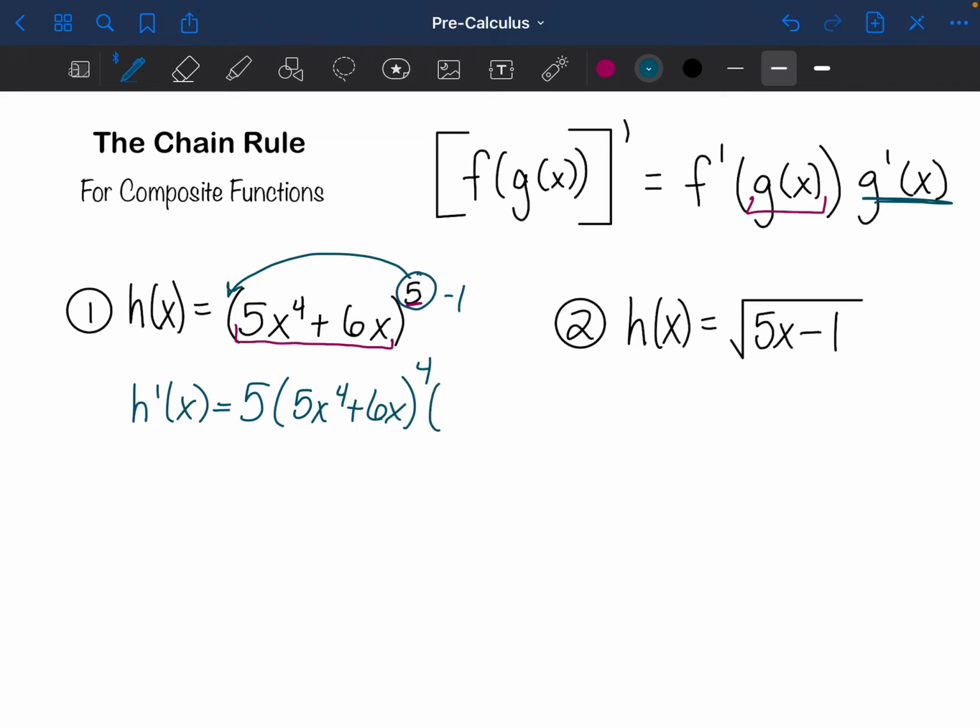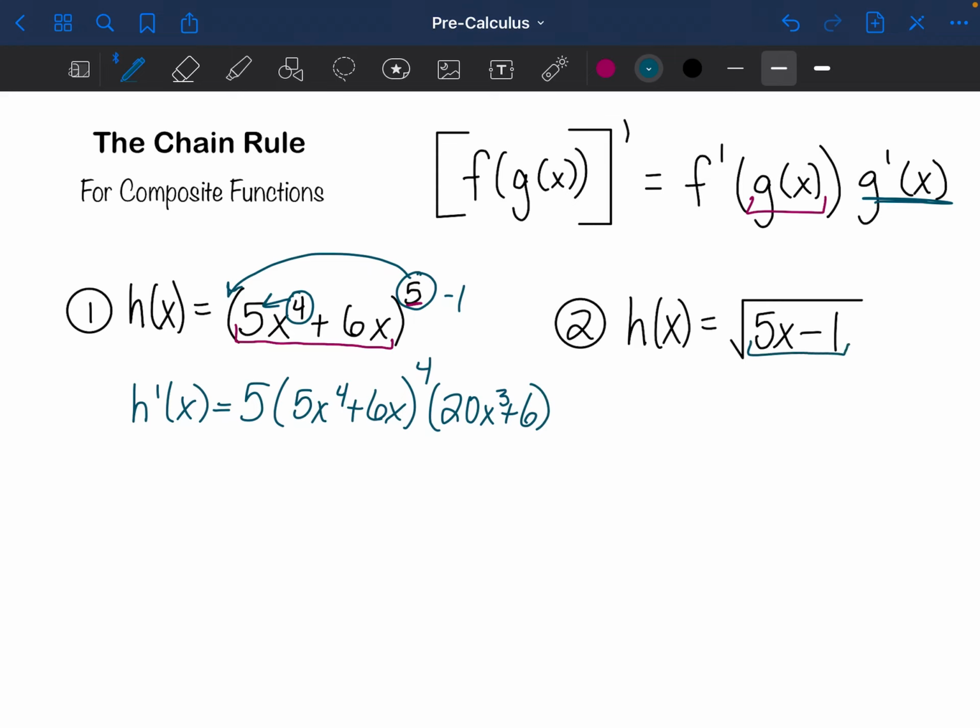So derivative of the inside is 4 times 5, which is 20, x to the 4 minus 1, which is 3, plus derivative of 6x is just 6. And for my classes, that's as simplified as I get because that's too much foiling for me. There's the derivative.